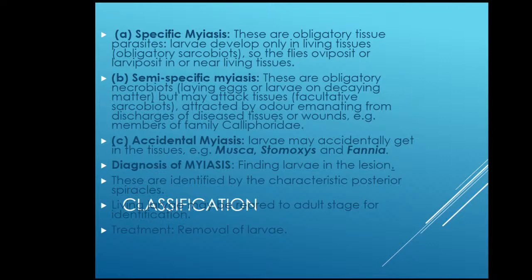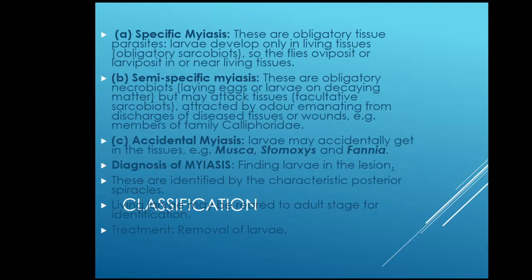Classification of myiasis. There are three main types of myiasis. The first type, specific myiasis, is caused by an obligatory tissue parasite, when the larva of the fly develops only in the warm-blooded living tissue of animals. The flies which can cause specific myiasis are the Wohlfahrtia fly and the Dermatobia fly. The larvae of these flies can live only in tissue of warm-blooded animals.